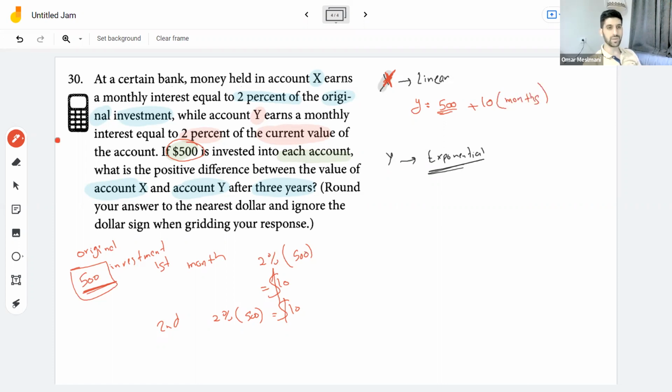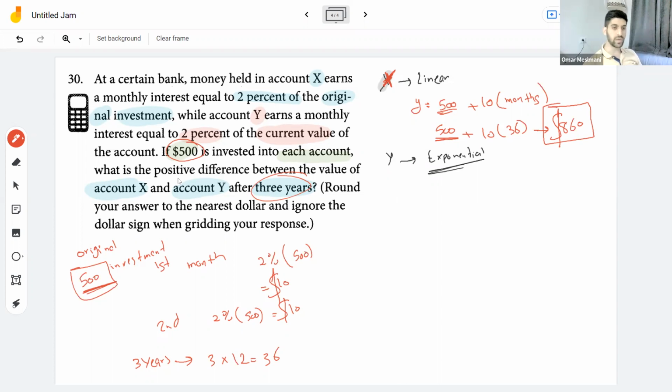How many months do we have? We have 3 years. If I want to convert them into months, I multiply 3 times 12, which is 36. So account X is 500, the original investment, plus 10 multiplied by 36. 10 times 36 is 360, plus 500 is $860. That's only account X. I didn't finish because there is an account Y, and I have to find its value.